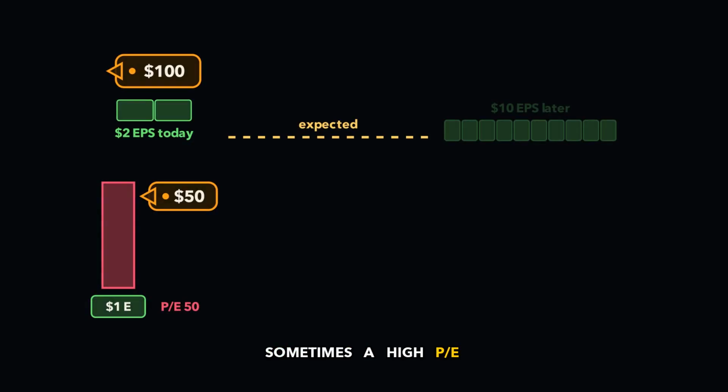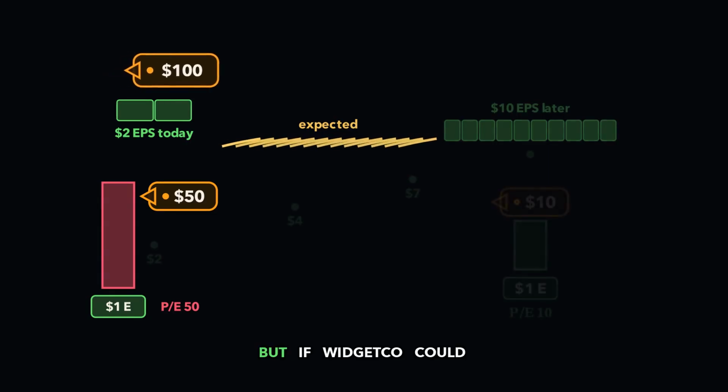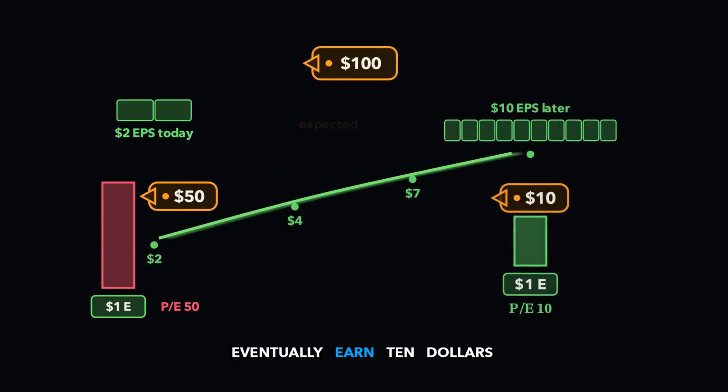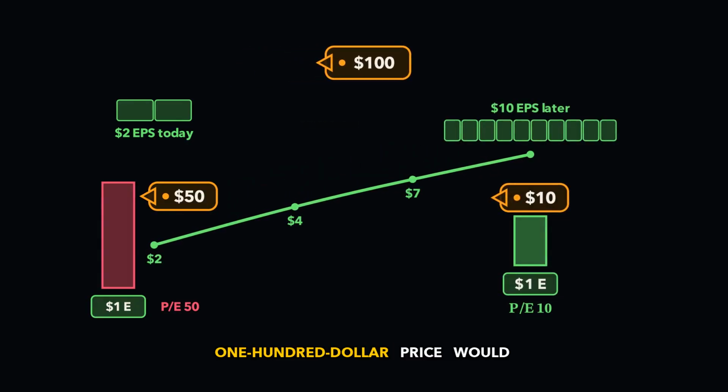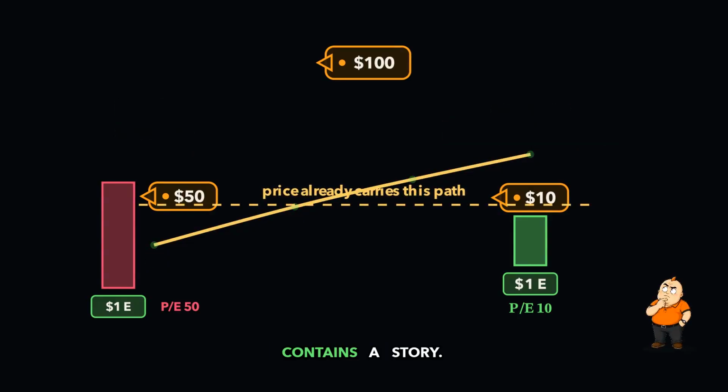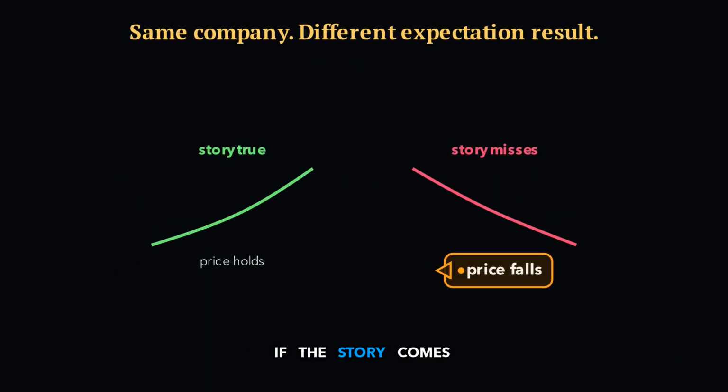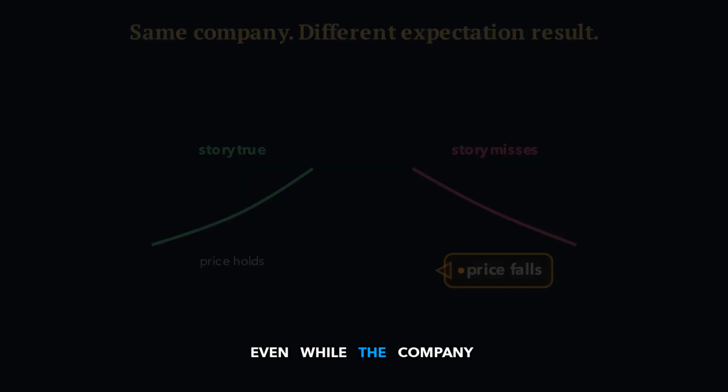Sometimes a high PE exists because investors expect future earnings to grow. Widget Co. earns $2 per share today. But if Widget Co. could eventually earn $10 per share, that same $100 price would be 10 times those future earnings. The high PE already contains a story. The story says earnings will grow. If the story comes true, the high PE may make sense. If the story disappoints, the stock can fall even while the company is still growing.